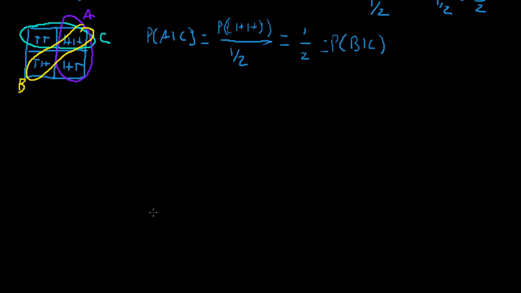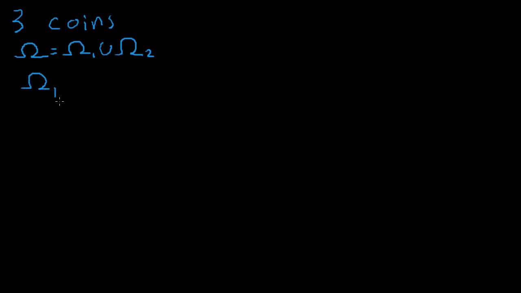Now, what about events that are dependent, but they are conditionally independent? Suppose now I have 3 coins, and my sample space, omega, and we're going to write it as omega 1 union omega 2, and we'll see why in a minute. Let omega 1 be the set where all of the first coin is heads.